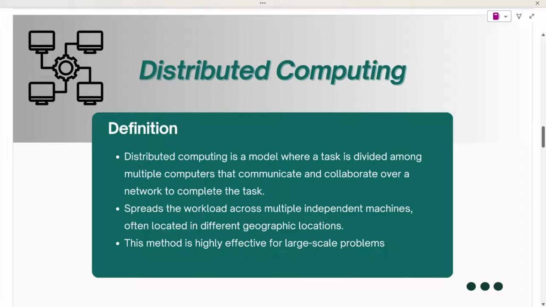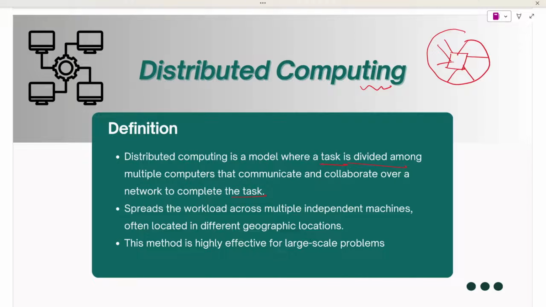Next, we have distributed computing. Distributed computing is a model where a task is divided among multiple computers that communicate and collaborate over a network to complete the task. So, if you have any task to perform, it is divided among multiple computers to complete the task.